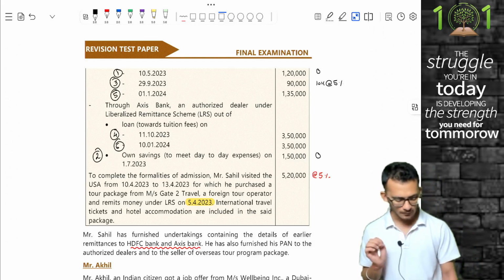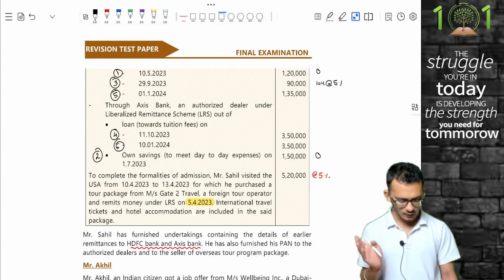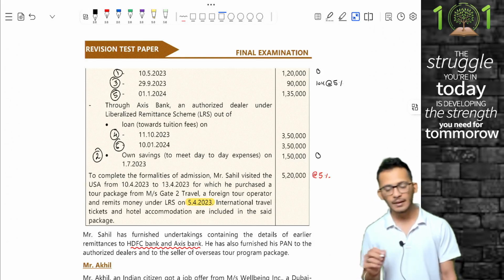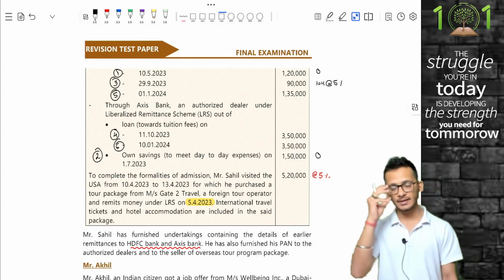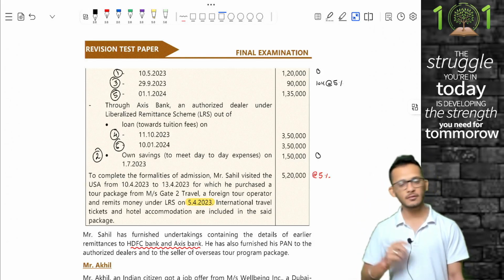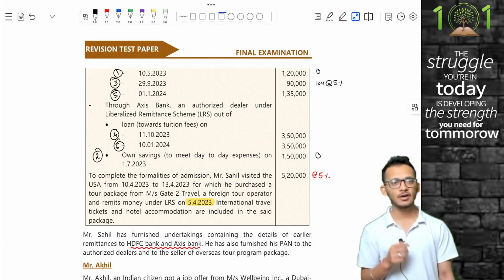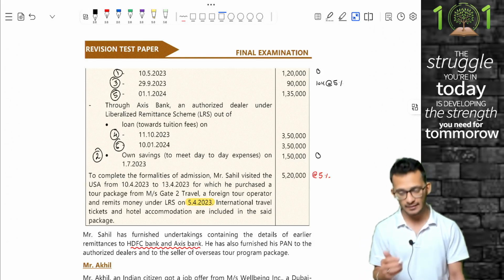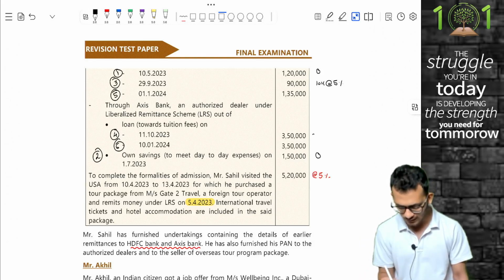Next, point number 4. This is loan taken for tuition fees. Now, the provisions of TCS say that if you have taken a loan under section 80 for the purpose of a foreign education, the TCS rate is not 5, the TCS rate is not 20, the TCS rate is 0.5. So this whole 3,50,000 will go at the rate of 0.5%.